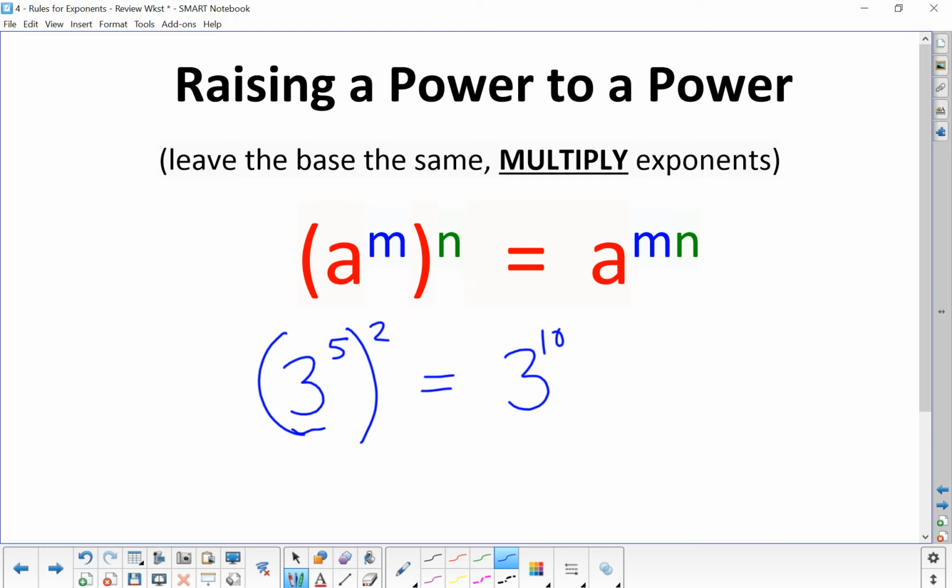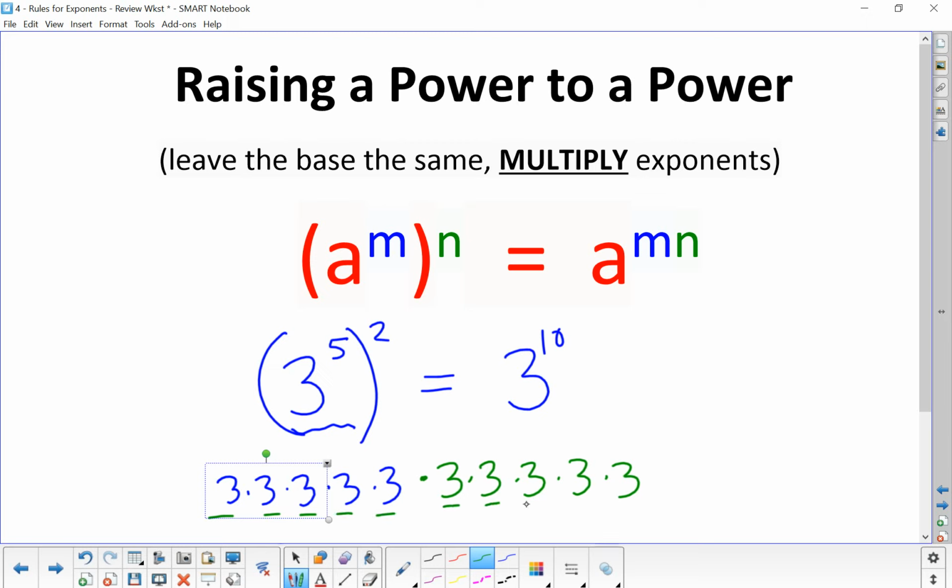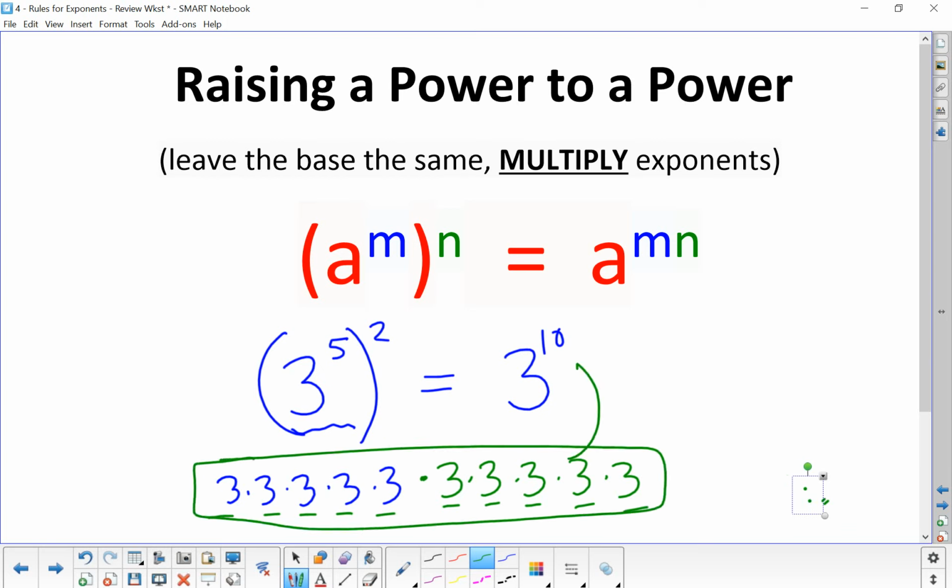Because technically, I want 3 times 3 times 3 times 3 times 3, or 3 to the 5th, and I want to have that 2 times, right? I want to square that. So I would be multiplying that again by itself. 3 times 3 times 3 times 3 times 3. 1, 2, 3, 4, 5, 6, 7, 8, 9, 10. There are 10 bases of 3. And that's why I get that power.